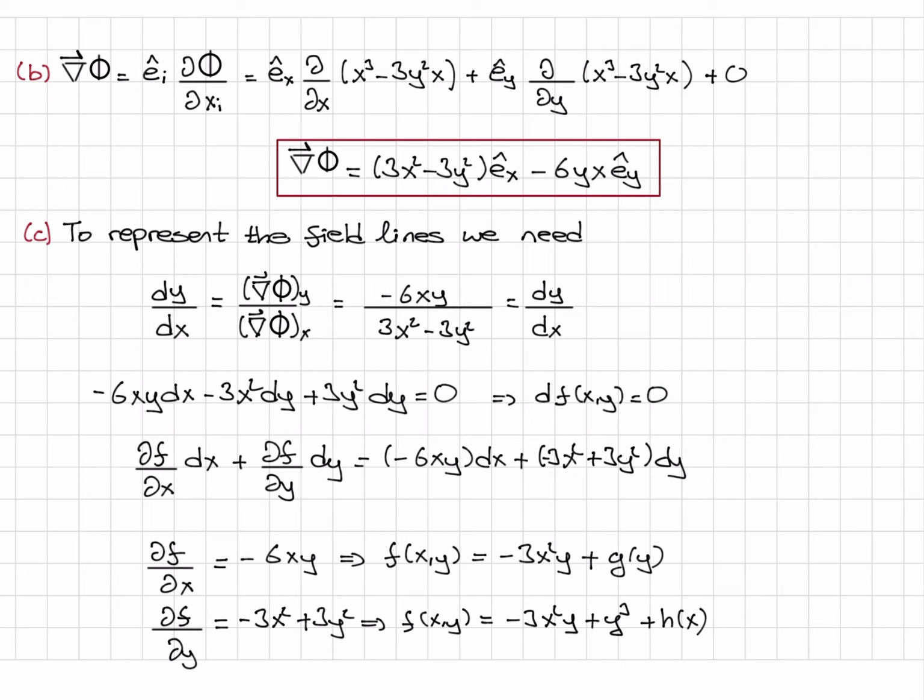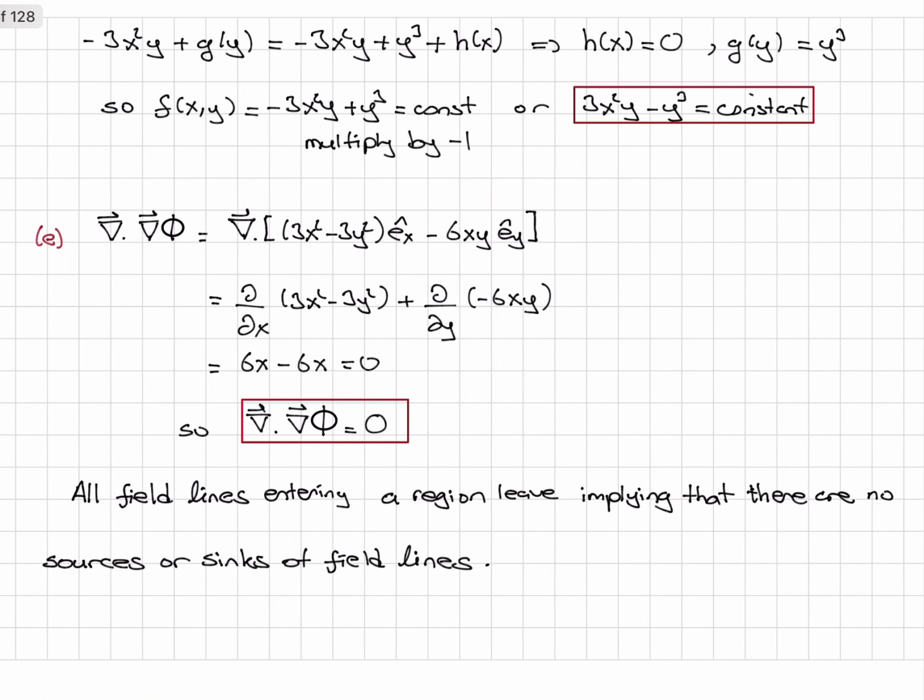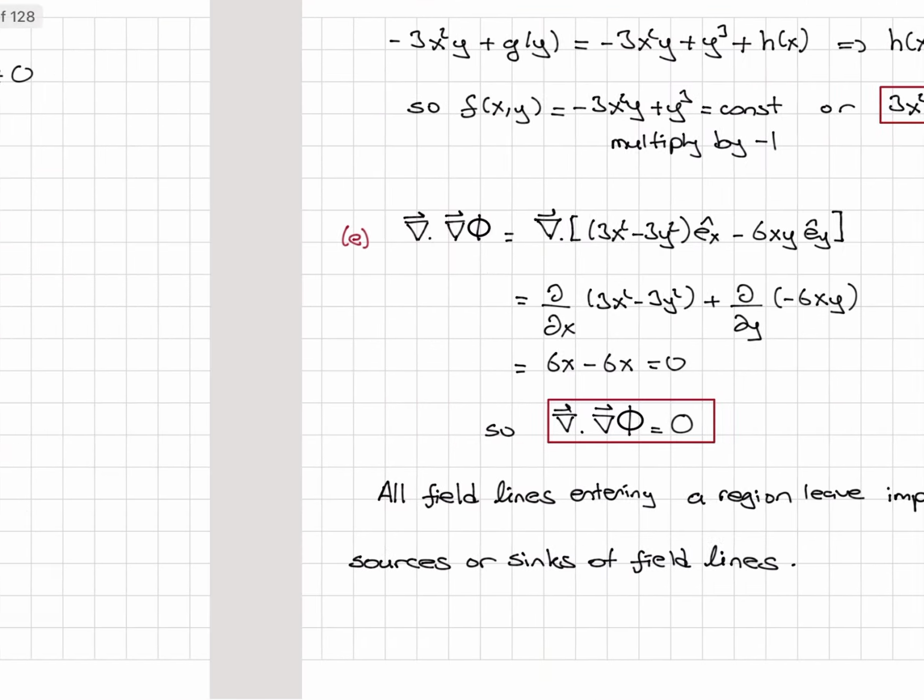But what is that function? We can write the differential form of a function with two variables, x and y: partial derivative with respect to x dx plus partial derivative with respect to y dy, and this gives us two possible solutions. Here we recognize the h of x part is 0, and the function is minus 3x squared y plus y cubed equal to a constant. Its differential form, the derivative of the constant, is 0. Or if we multiply it by minus 1, we get the answer suggested by part D of the problem.